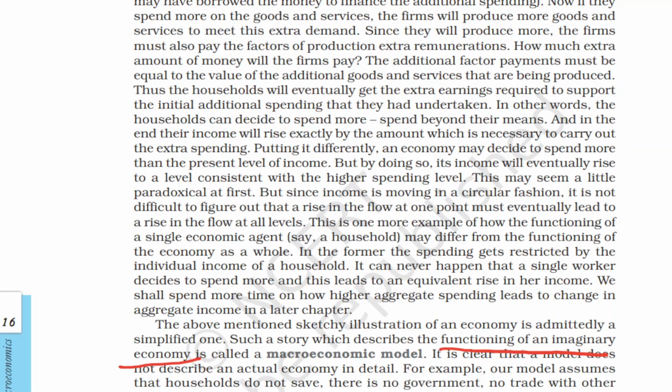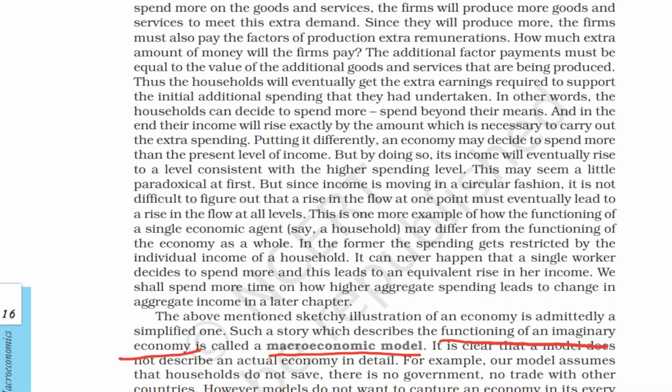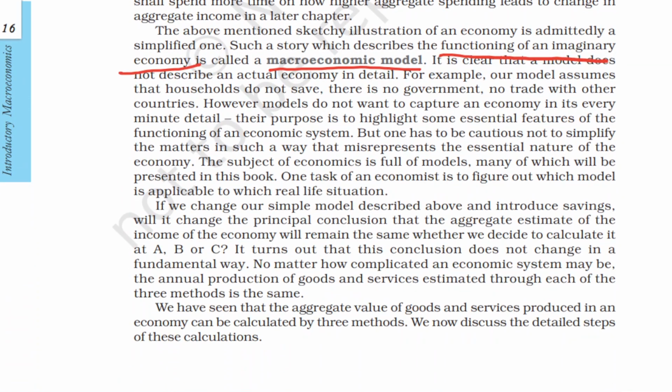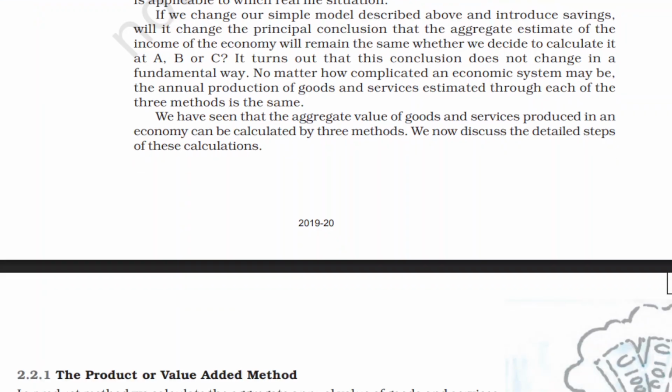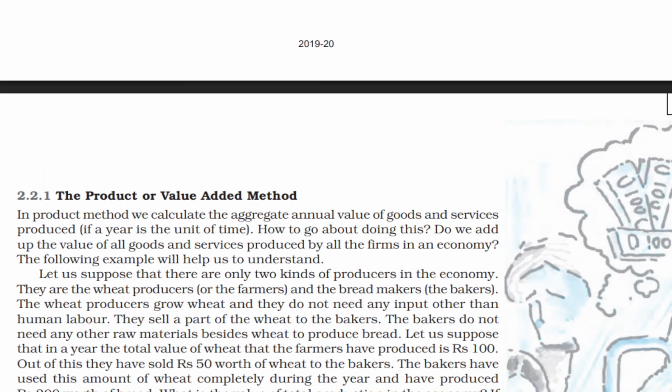So it is never possible that complete flow of income is working in an economy, right? So this is an imaginary economy which is known as a macroeconomic model. Let's move to the value added method. I'll be discussing only a single method here. I'll be discussing the next two methods in the other videos, right?